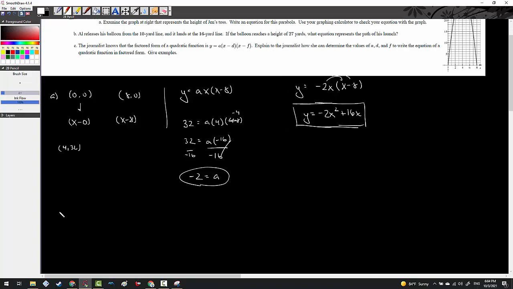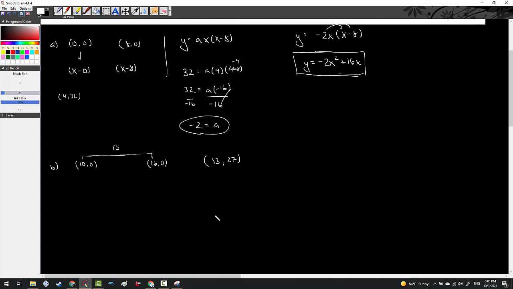In B, we're talking about Altruistic, and it says he releases the balloon from the 10-yard line and it lands at the 16-yard line. So what does that tell us? Well, it means that we have an x-intercept of (10, 0), and another one of (16, 0). And his balloon reaches a height of 27 yards. And so we know that his vertex is (blank, 27). So remember, the vertex is always smack in the middle of the x-intercepts. And so with this guy being 10 and this guy being 16, hopefully it makes sense that the x-coordinate of your vertex would be 13.